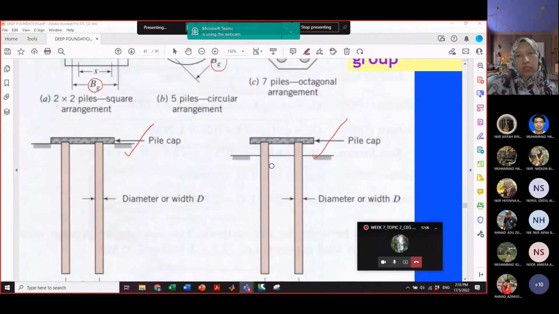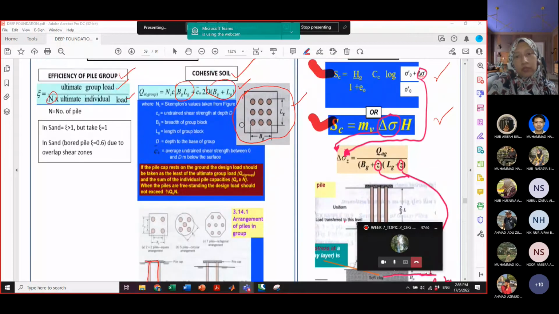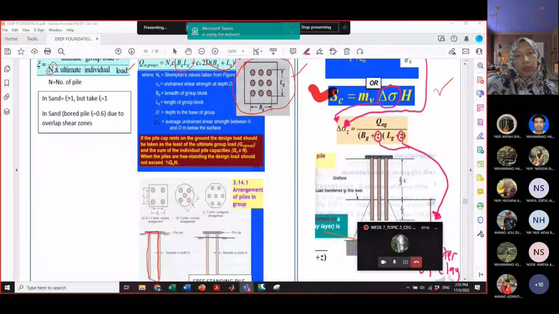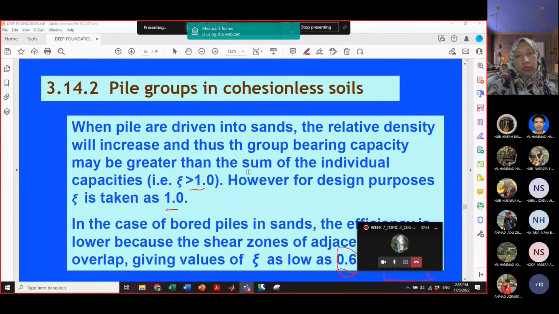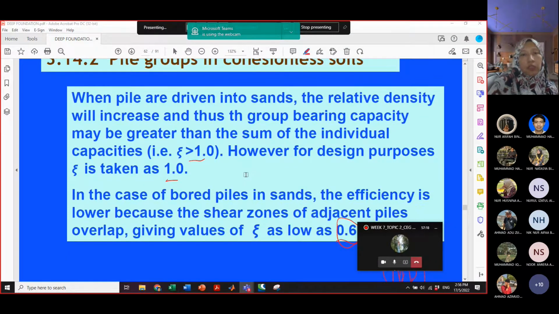Okay, just now this part focused on piles in cohesive soil. But actually piles can also be in cohesionless soil. But for cohesionless soil, it depends on the relative density. For example, when piles are driven into sand, the relative density will increase and thus the group bearing capacity may be greater than the sum of the individual capacities.